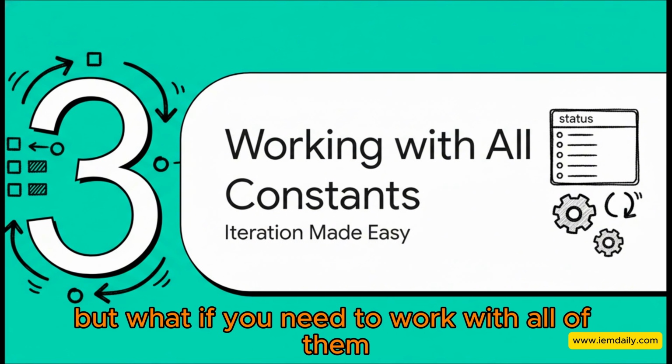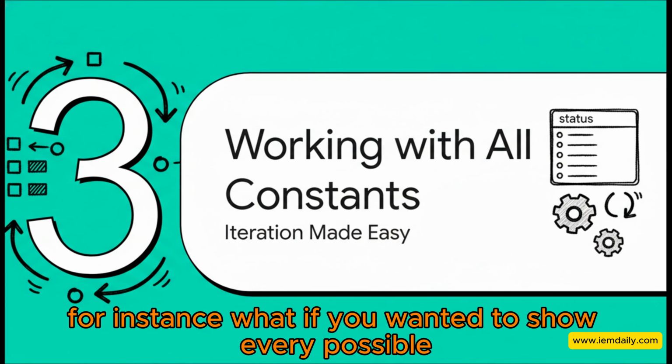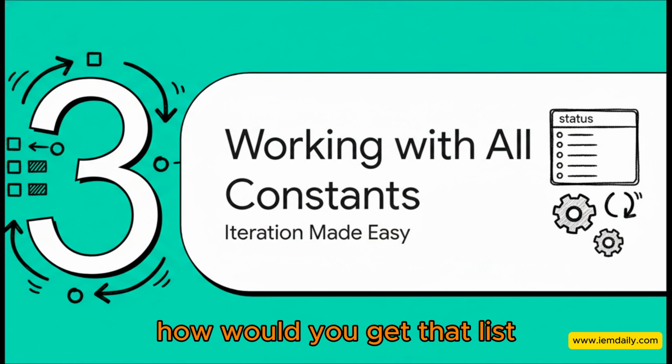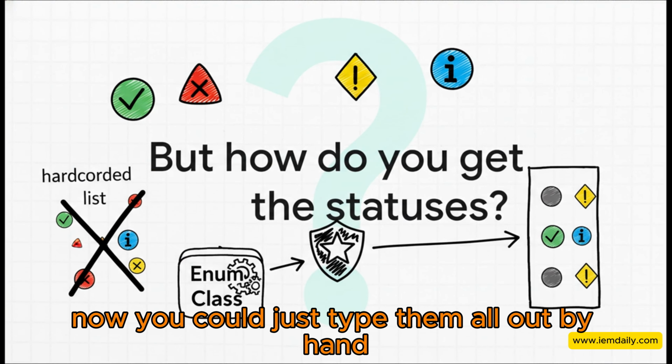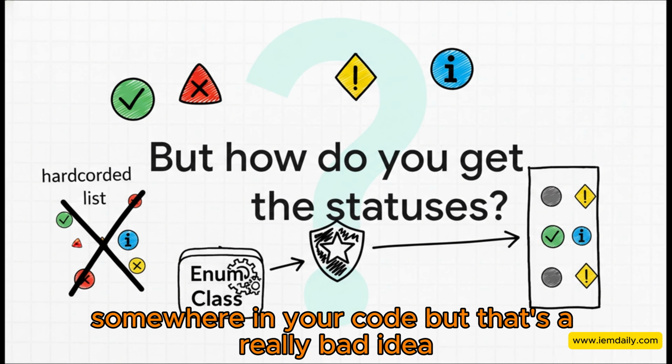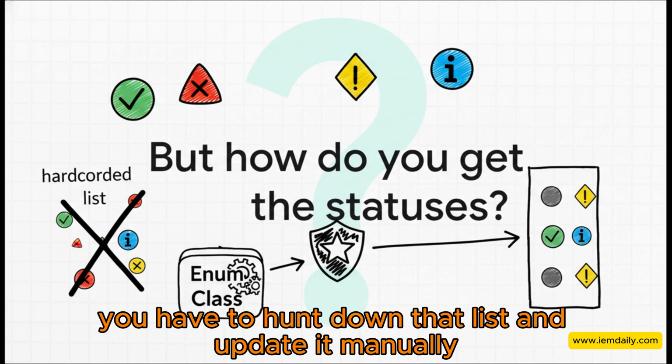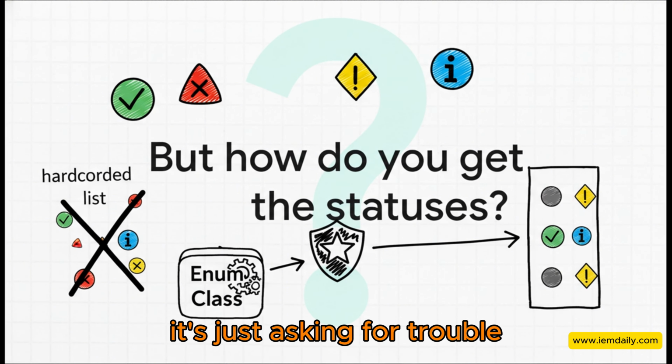Okay, working with one status at a time is great, but what if you need to work with all of them? For instance, what if you wanted to show every possible status in a drop-down menu on a website? How would you get that list? Now, you could just type them all out by hand somewhere in your code, but that's a really bad idea. Why? Because what happens when you add a new status later? You have to hunt down that list and update it manually.